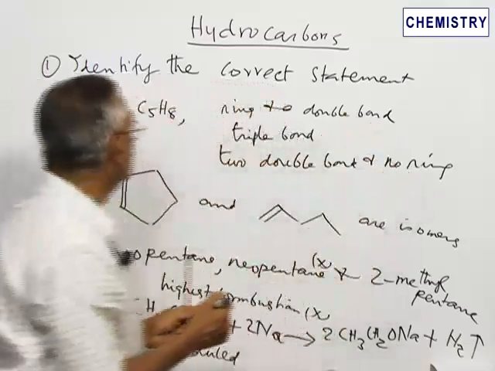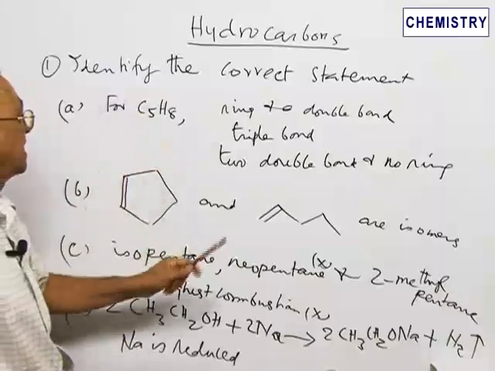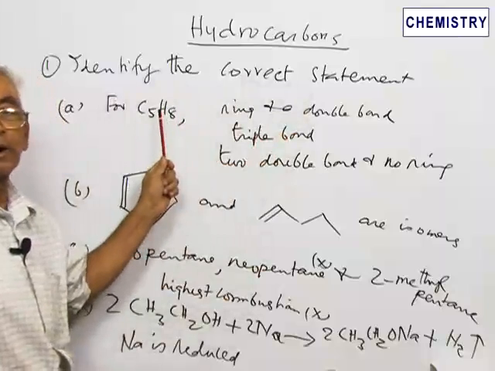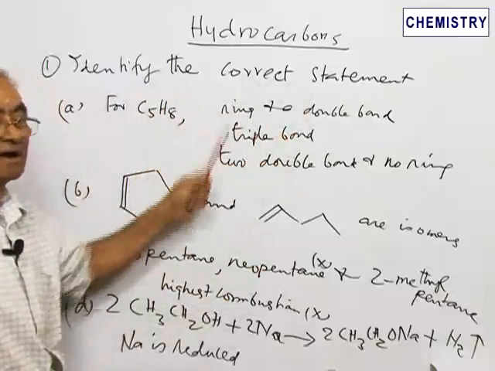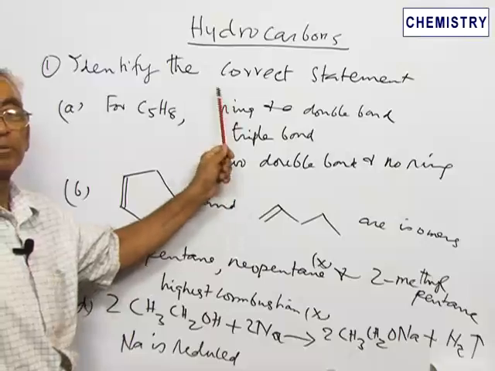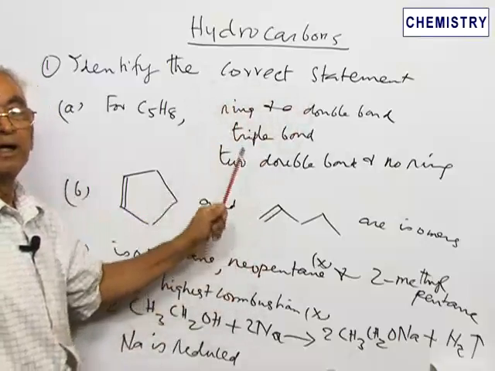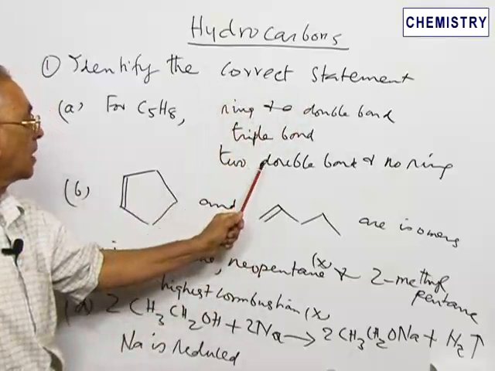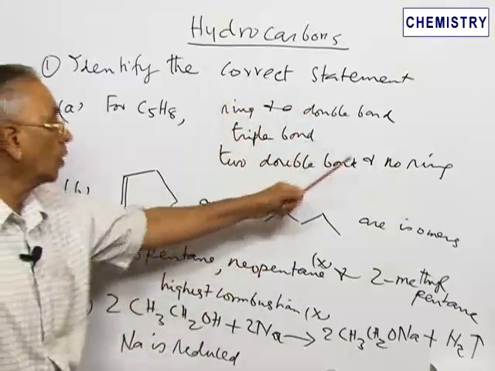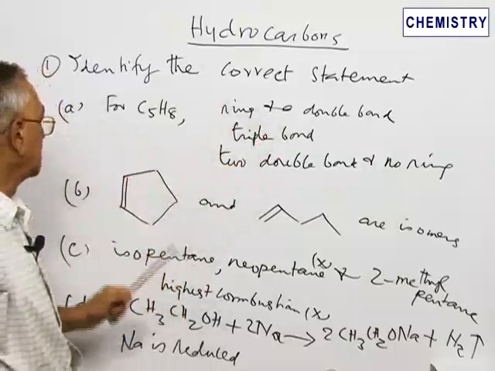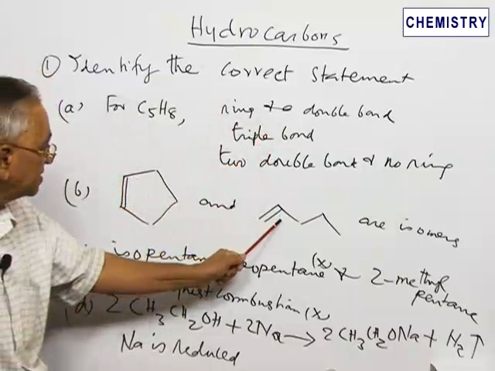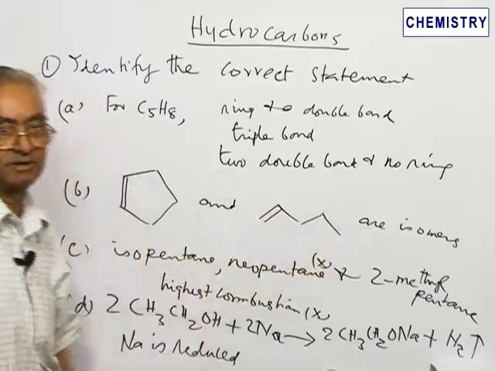So 3 options are available for the first statement C5H8: a ring and a double bond, a triple bond, or a compound with 2 double bonds and no ring structure. That is one. The second one is the 2 structures, namely cyclopentene and 1-pentene, which are said to be isomers.